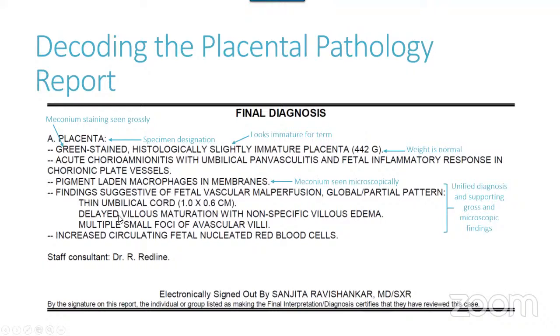In addition, we saw microscopically delayed villus maturation with the nonspecific villus edema and the small foci of avascular villi, and numerous of them. And then finally, we put other findings separately, so things like increased circulating fetal nucleated red blood cells. This is another common finding you'll see in association with FVM, just like the meconium, because they are both findings that are associated with fetal stress.